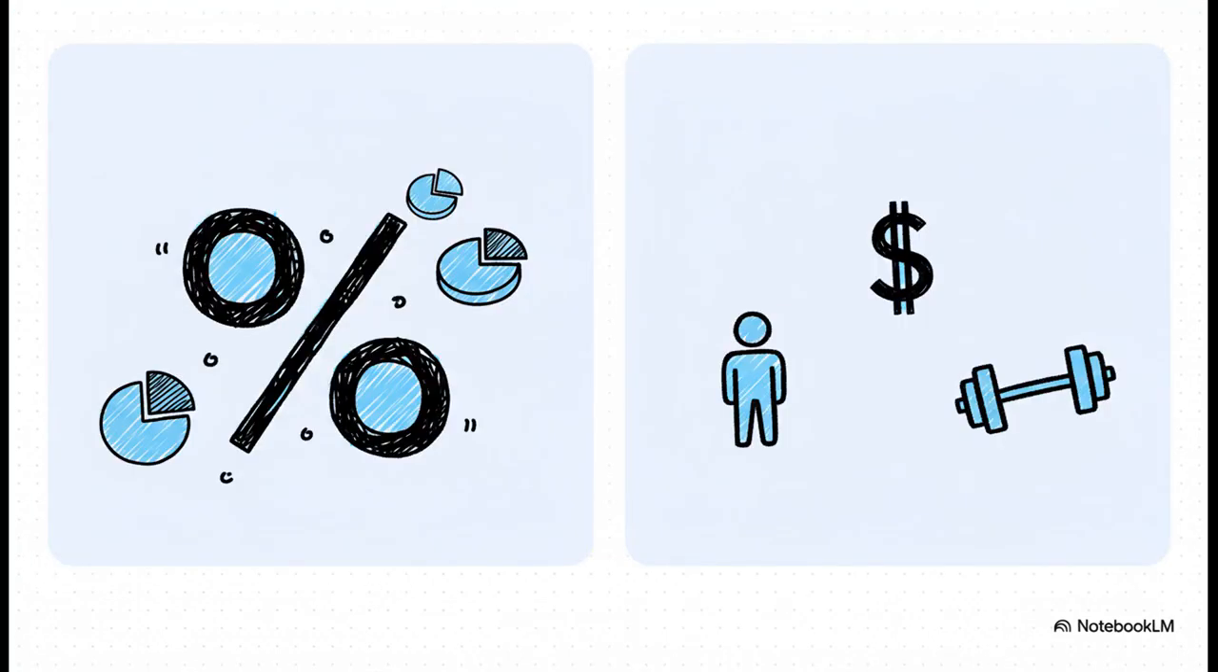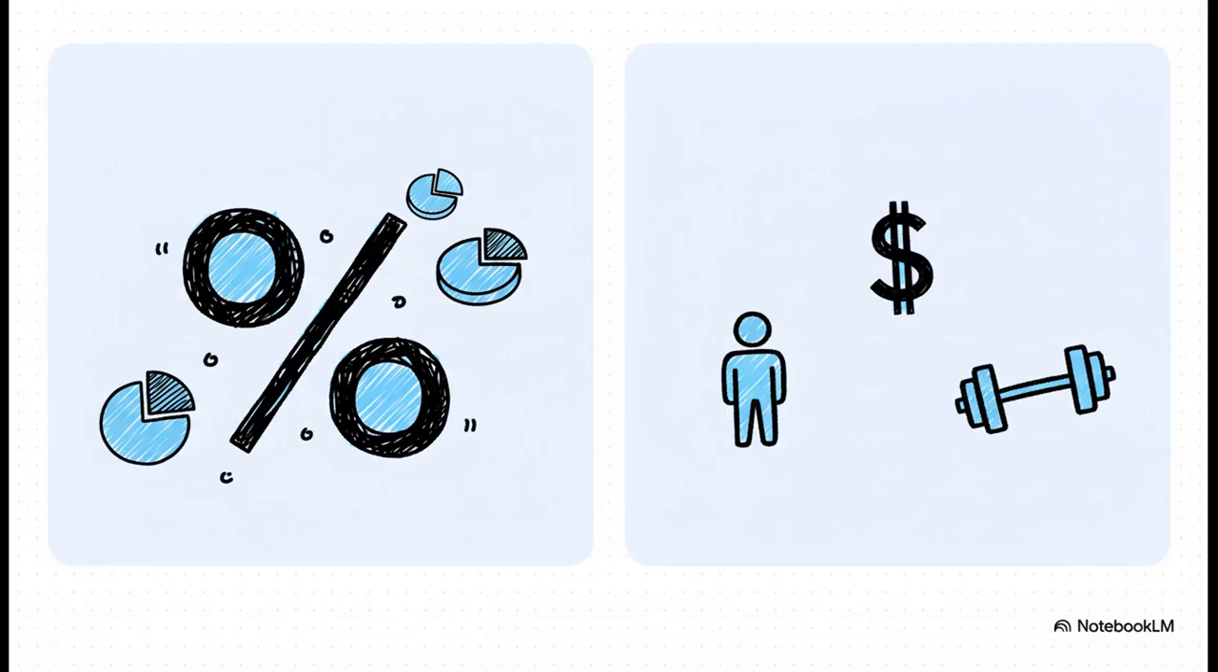So the first choice in our little formula is all about the unit. Are you looking at percentages? If you see that percent sign, you'll use words like the percentage or the proportion. Easy enough. If you're looking at literally anything else, people, dollars, cars, whatever, you'll use words like the number, the amount, or the quantity.